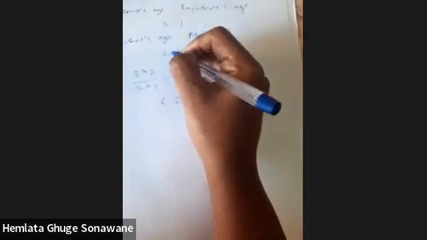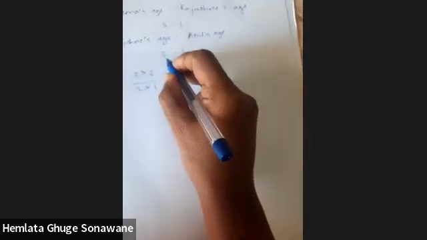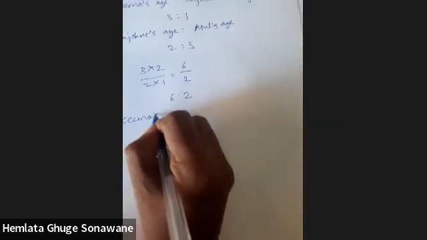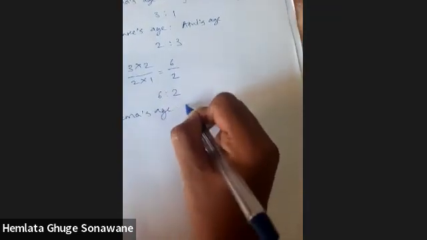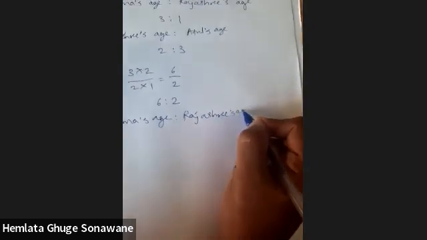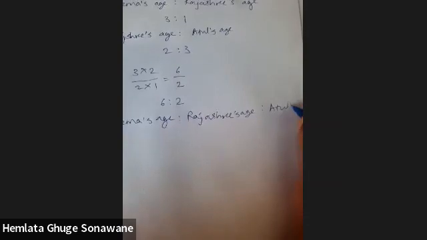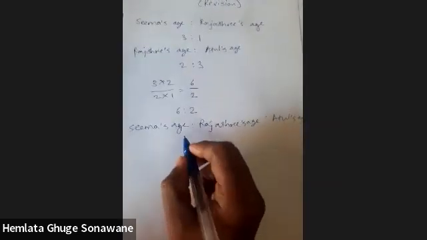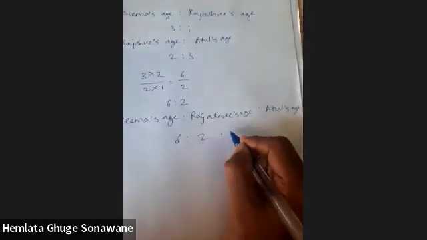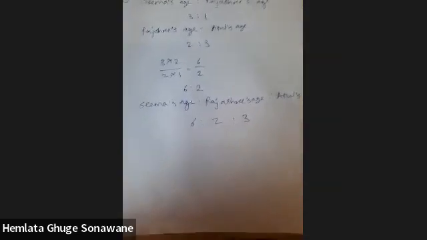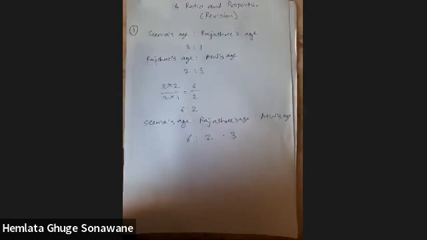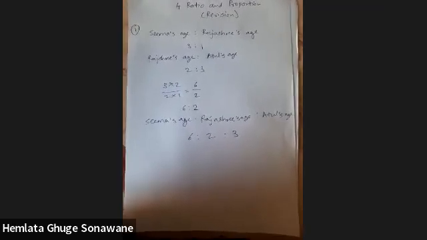So here Rajasri's age ratio is also 2 and Atul's age ratio is 3. So we have Seema's age as 6, Rajasri's age as 2, Atul's age as 3. That will become 6:2:3. Atul's age ratio is 3. In this way we can find out the ratio for ages of the given persons.